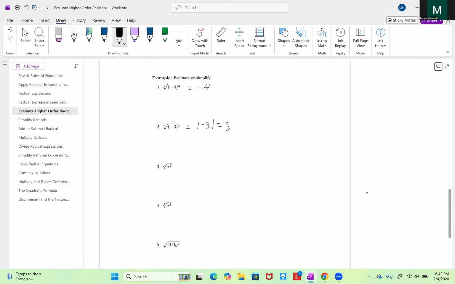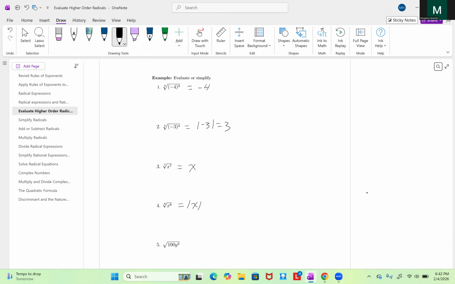In this case, we have the 7th root of x to the power of 7. 7 is an odd number, so this evaluates into x. Number 4, the 8th root of x to the 8th power. 8 is even, the index is even, so this evaluates into the absolute value of x.